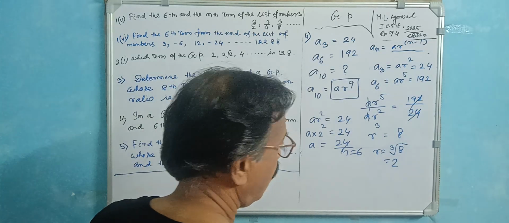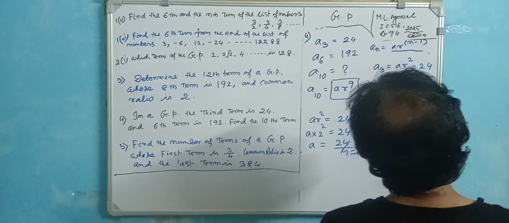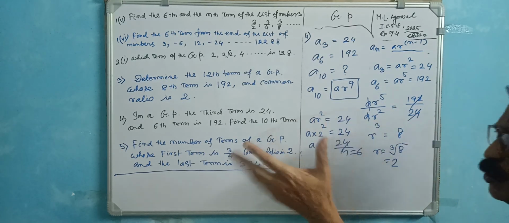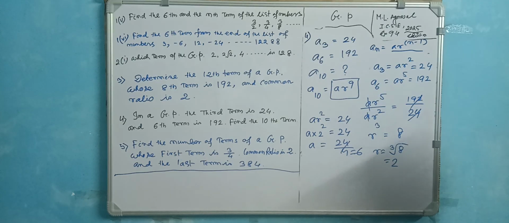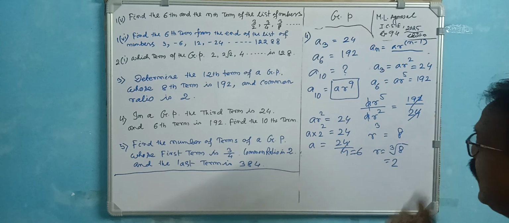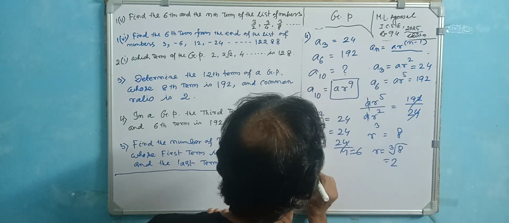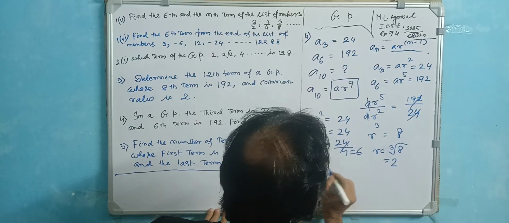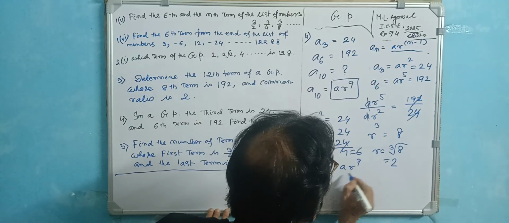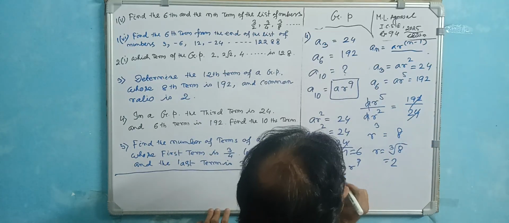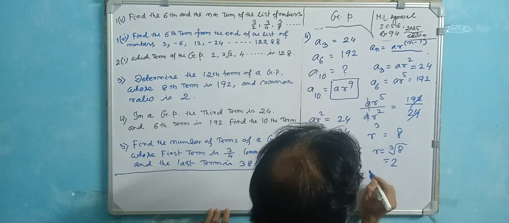Very much interesting. So R cube is this. R is the cube root of this. 8 means 2, 2, 2, so the cube root is 2. So you get the value of R is 2 and the value of A is 6. Now you put A10. Find the 10th term. So A10 is equal to A r to the power 9. The value of A is 6, and this is 2 to the power 9.